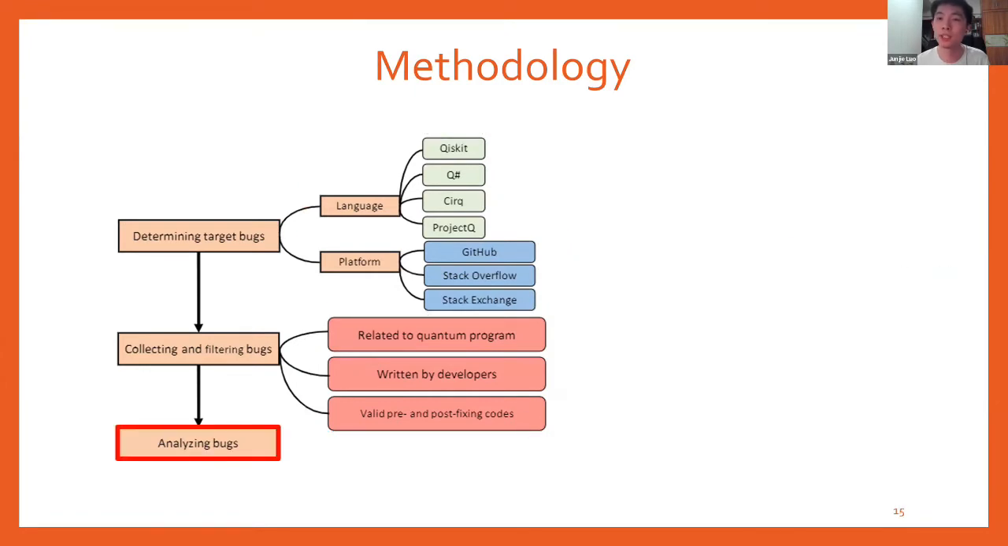In the last phase, we analyze all the valid data collected. We count the distribution of bugs for different research questions, focus on some representative examples, and finally give our findings.